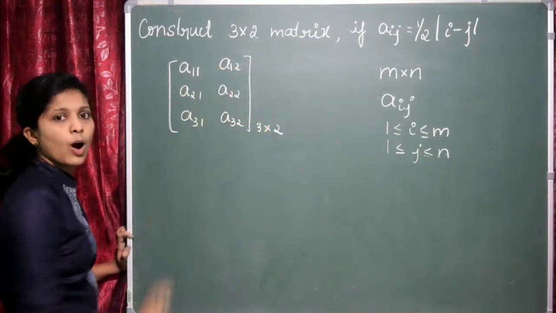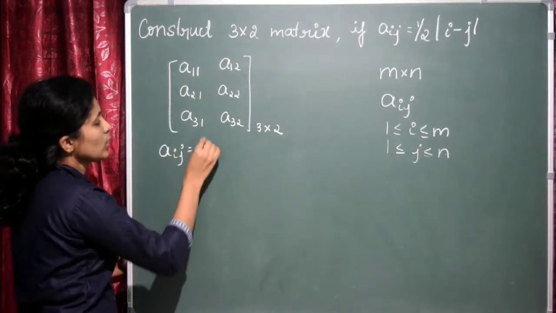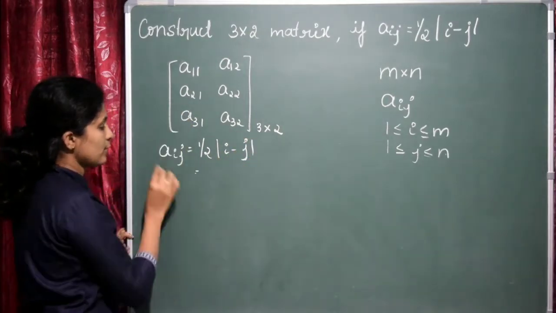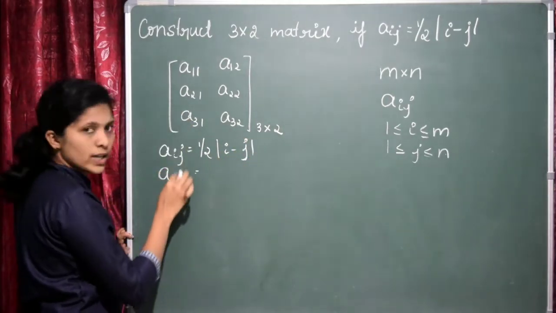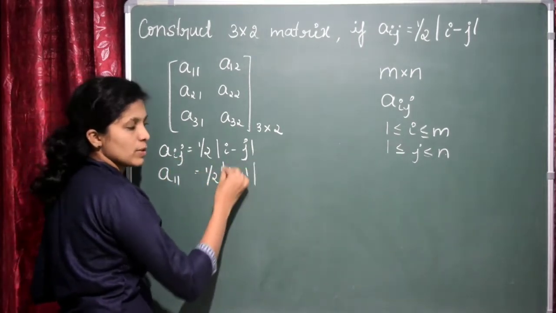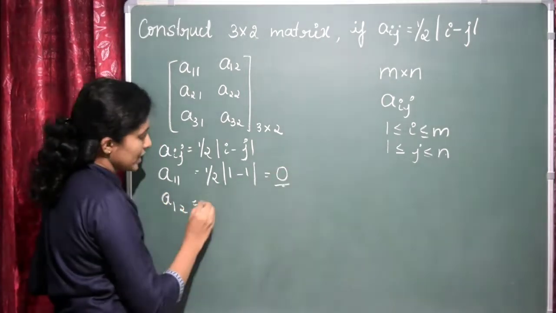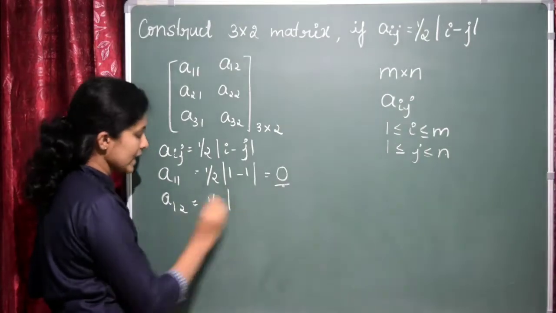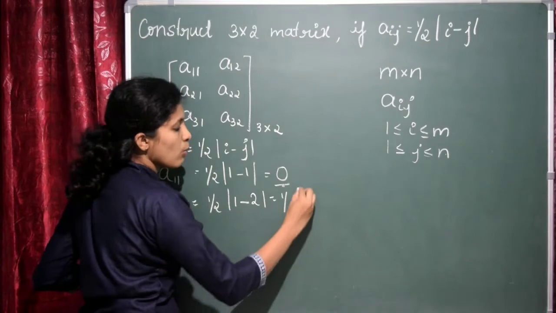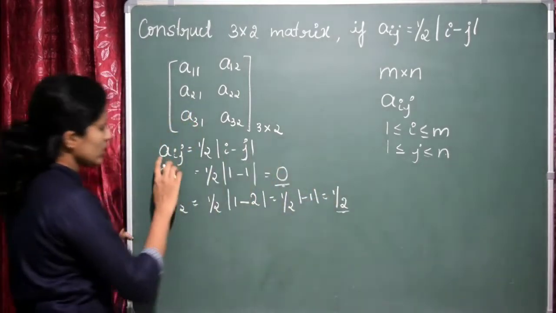Now we have to find all the elements. We have the value of Aij, right? Aij is equal to 1 by 2 mod of i minus j. First we will find A11. So i is 1, j is 1. I will substitute 1 by 2 mod of 1 minus 1. So this will be equal to 0, right? Then we will find A12, that is 1 by 2 mod of, now i is 1 and j is 2, 1 minus 2. This is equal to 1 by 2 mod of minus 1. So this is equal to, mod is there, so plus 1 by 2. Right, we got A11 and A12.